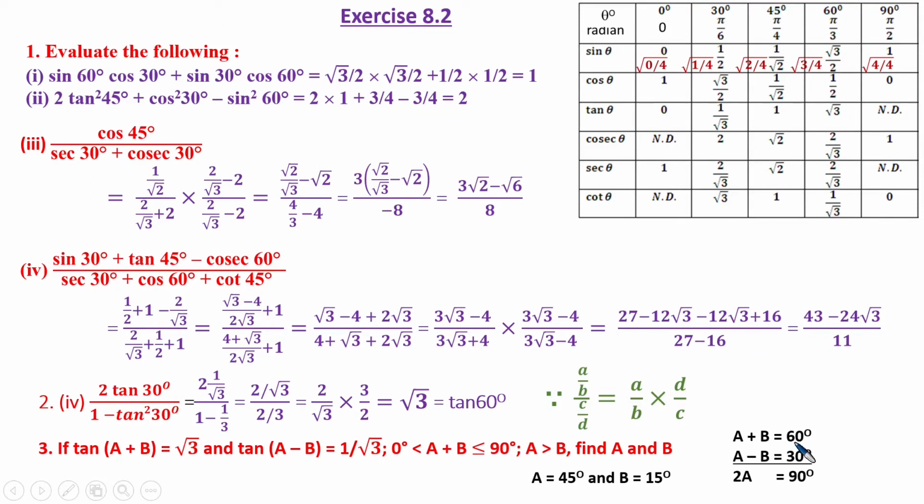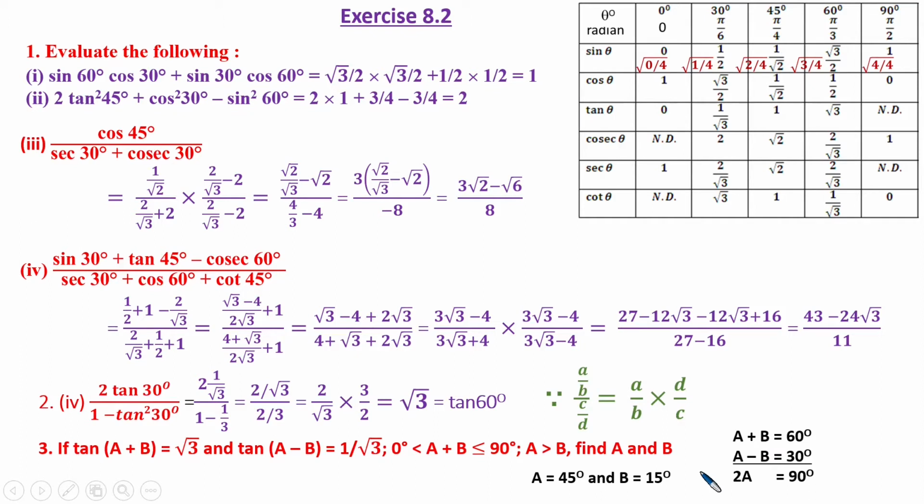So a plus b is equal to 60 degree and a minus b is 30 degree. I just add these, 2a is equal to 90 degree. So I get a is equal to 45. So similarly, if I know that a is 45, then 45 minus what will give you 30, that is minus 15. So b is 15. So 45 plus 15 is 60.